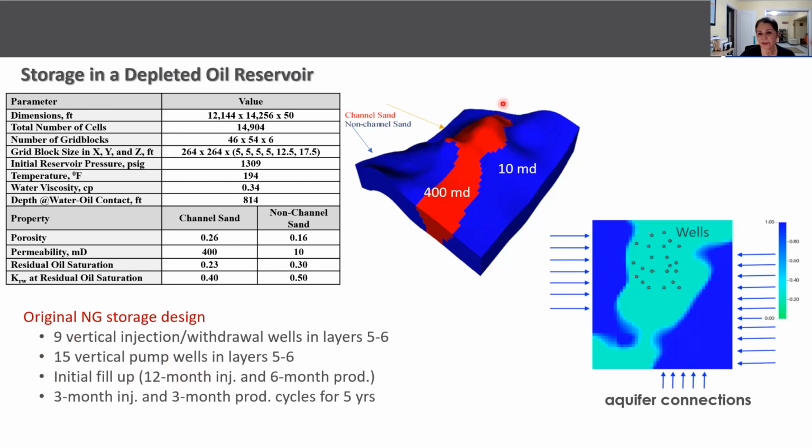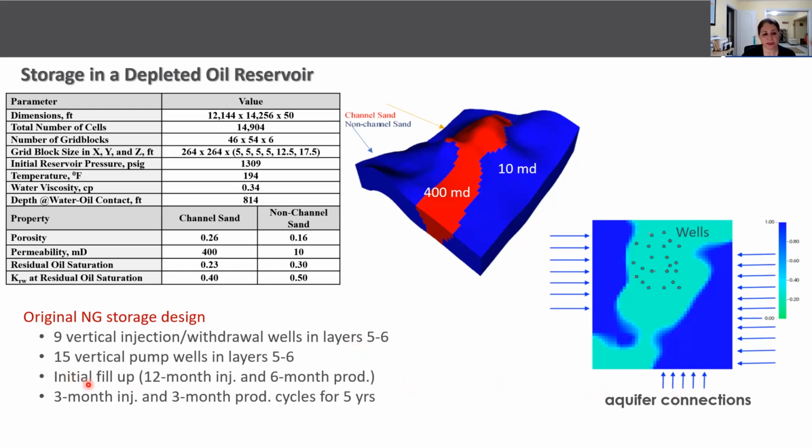And this formation has an interesting characterization. This is a very high permeability channel, and that's a dome, surrounded by low permeability, about 10 millidarcy. And of course, there were aquifers on 3 sides of the reservoir maintaining the pressure. So it's a very complex case, I think, we started with.